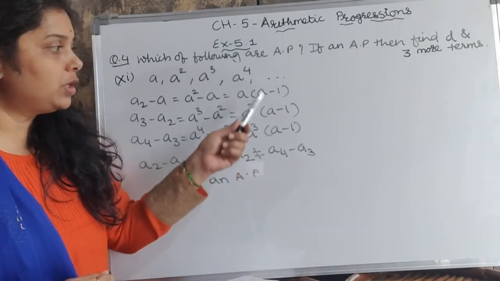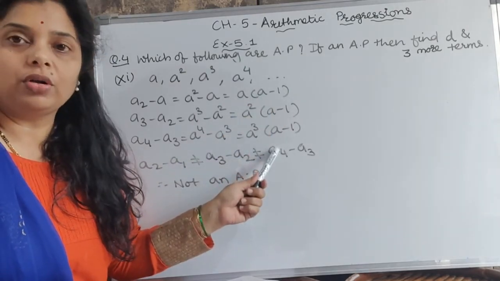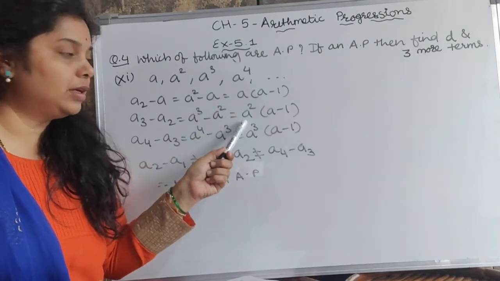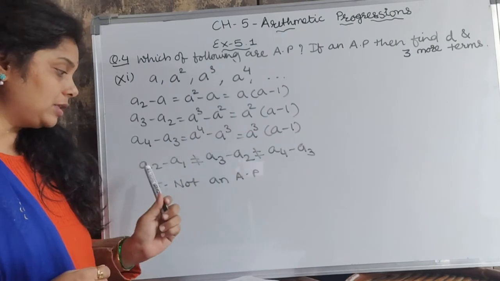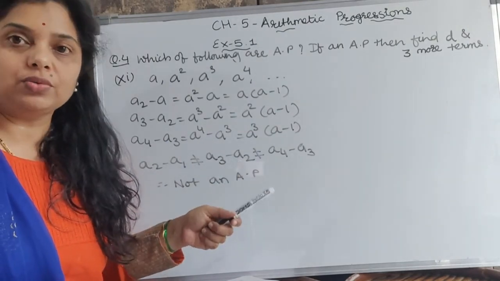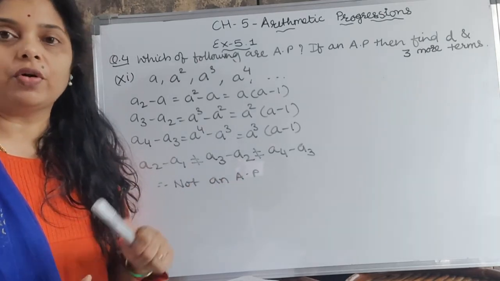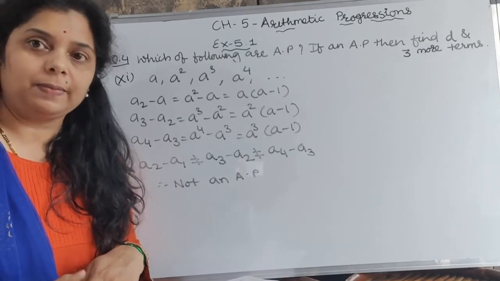So if you see all the brackets, a minus 1 is the same in all of them, but outside it is a, here it is a square and here it is a cube. It means we can say that a2 minus a1 is not equal to a3 minus a2, which is not equal to a4 minus a3, and therefore the given list of numbers is not an AP.